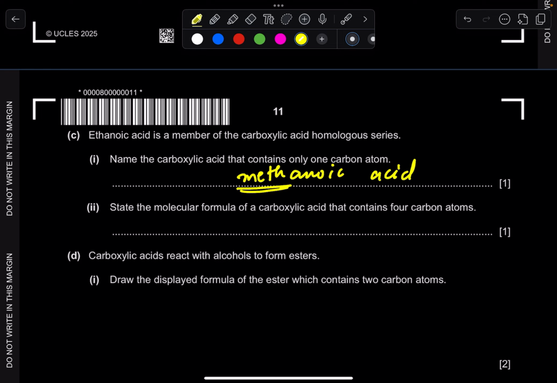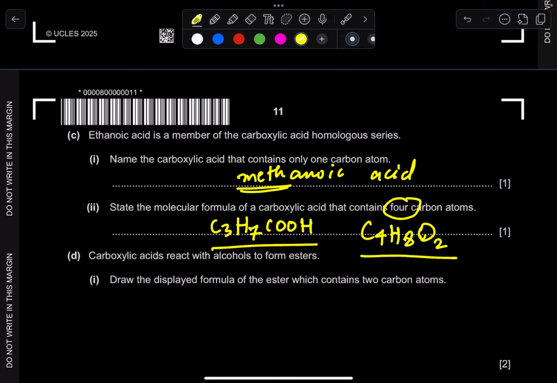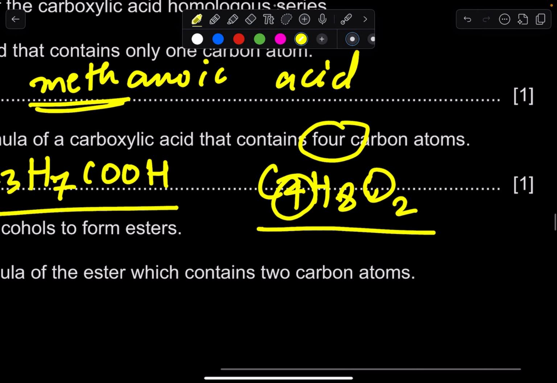State the molecular formula for the carboxylic acid that contains 4 carbons. So it's going to be C3H7COOH. That's the structural formula. And if you want to write the molecular formula, it's going to be C4H8O2, like this. What do you do? You simply double the hydrogens and oxygen remains O2.